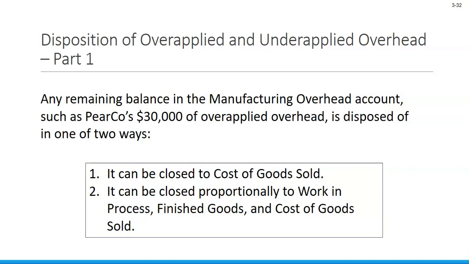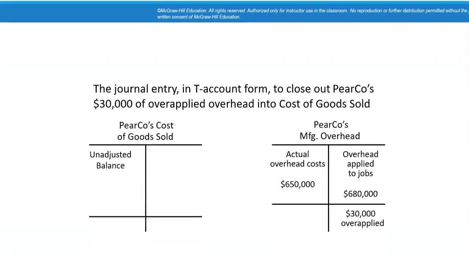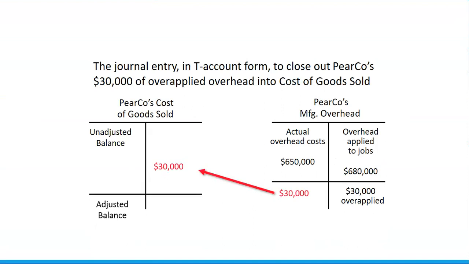The second method is that we allocate it proportionately across three accounts: work in process, finished goods, and cost of goods sold. So we're going to look at first, we close it to cost of goods sold. So we have 30,000 in overapplied. So we're going to debit overhead for 30,000 and credit cost of goods sold for 30,000.